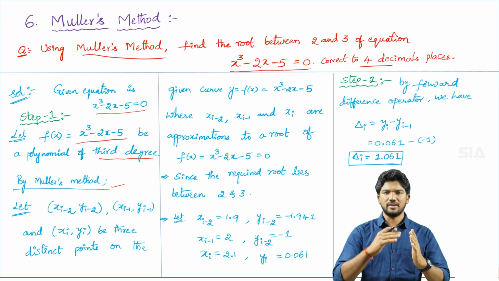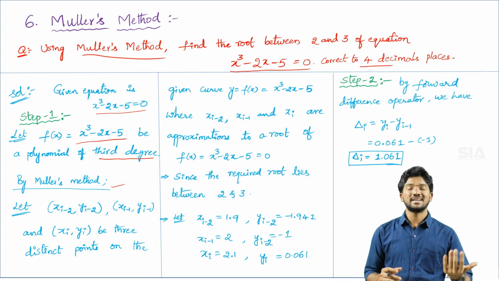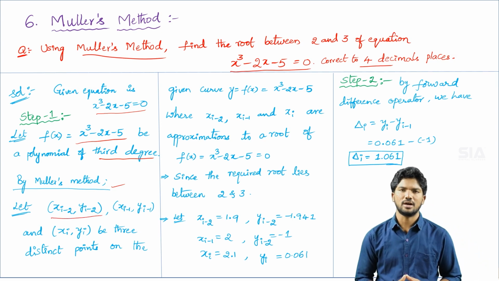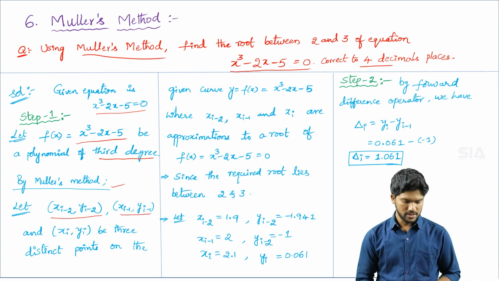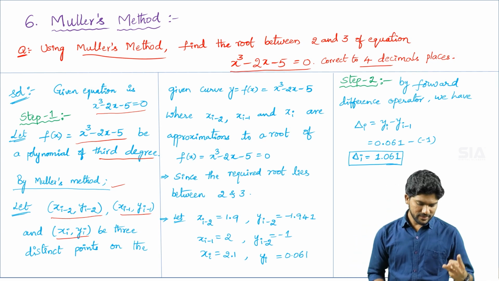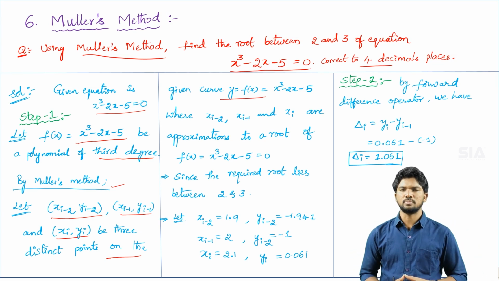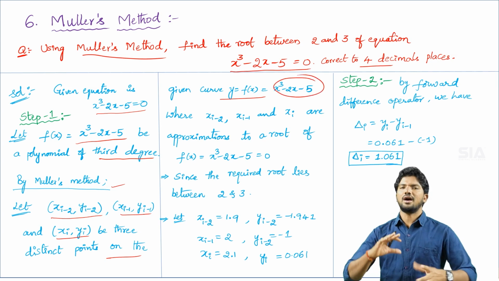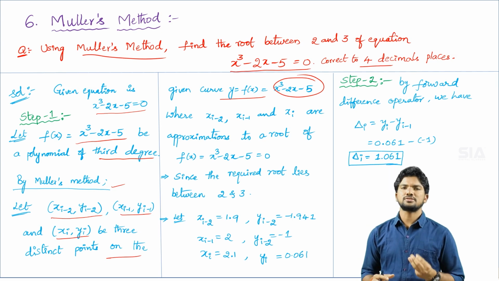In this method, whenever you are going to find a root of the given equation, we have to assume 3 points. So let x suffix i minus 2, y suffix i minus 2, x suffix i minus 1, y suffix i minus 1, and x suffix i, y suffix i be 3 distinct points on the given curve y is equal to f of x is equal to x cube minus 2x minus 5. On this curve, we have to take 3 approximation points.